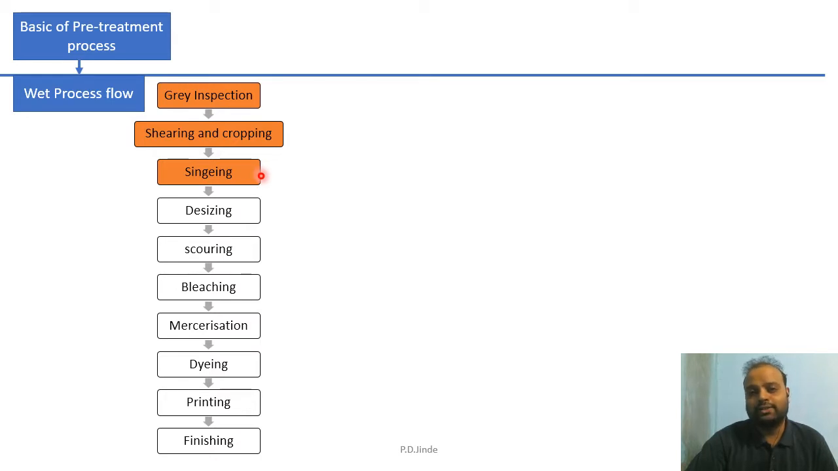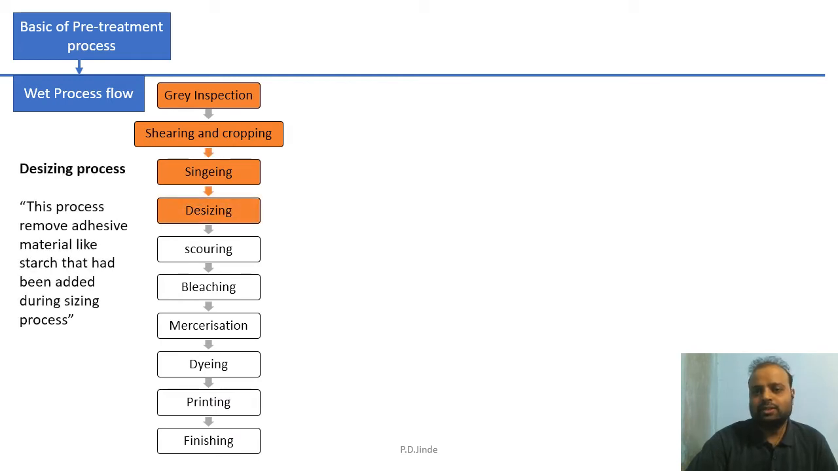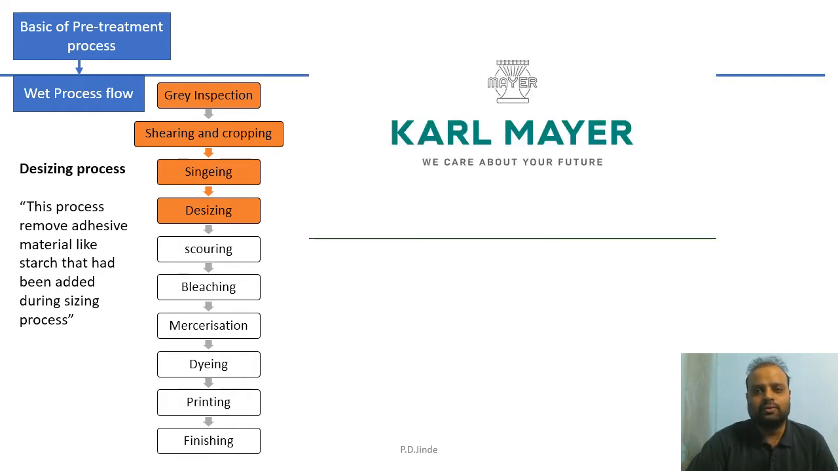In this singeing machine, the protruding fibers, or the hairiness you can say, get burnt with the help of a gas flame. After singeing, the next treatment received by the fabric is known as desizing. The object of desizing is to remove the adhesive material like starch and glues that have been added during the sizing process. So what is the sizing process? Let's look at this video first.